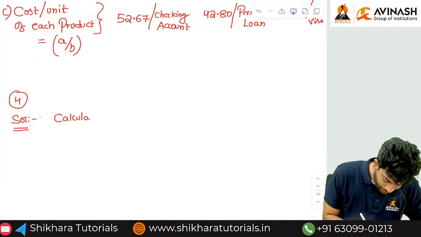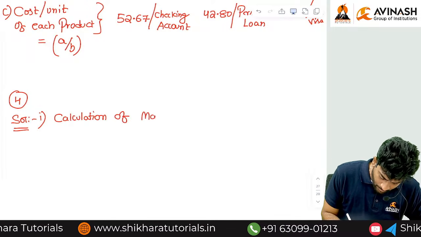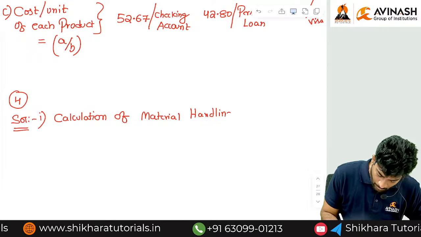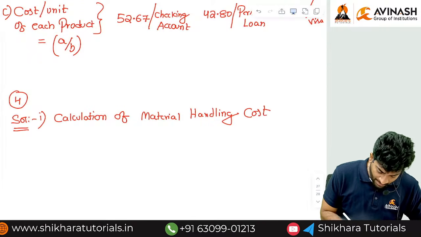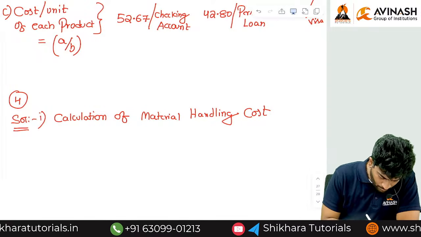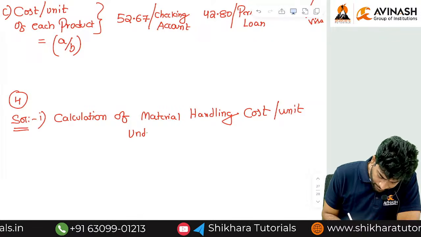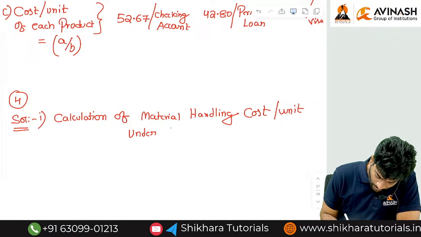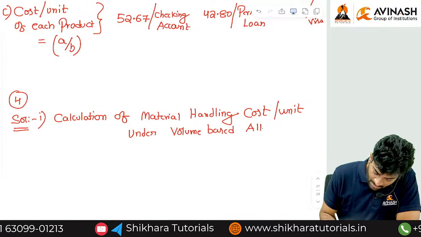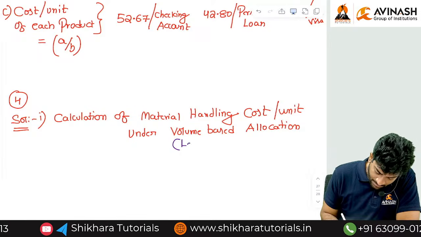right? Calculation of material cost per unit for volume based allocation. What is that volume here? Labor hours.